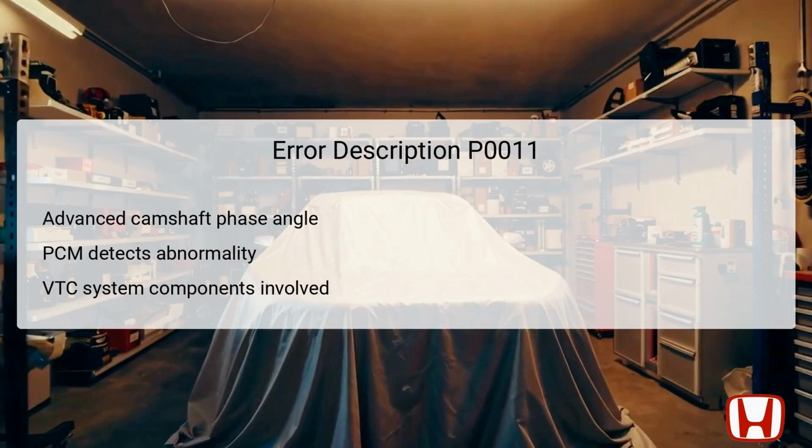DTC P0011 signifies a higher than expected advanced angle in the intake camshaft phase, indicating potential issues with the VTC system. This system consists of several components, including the VTC oil control solenoid valve A and the VTC actuator A, all strategically located within the engine.